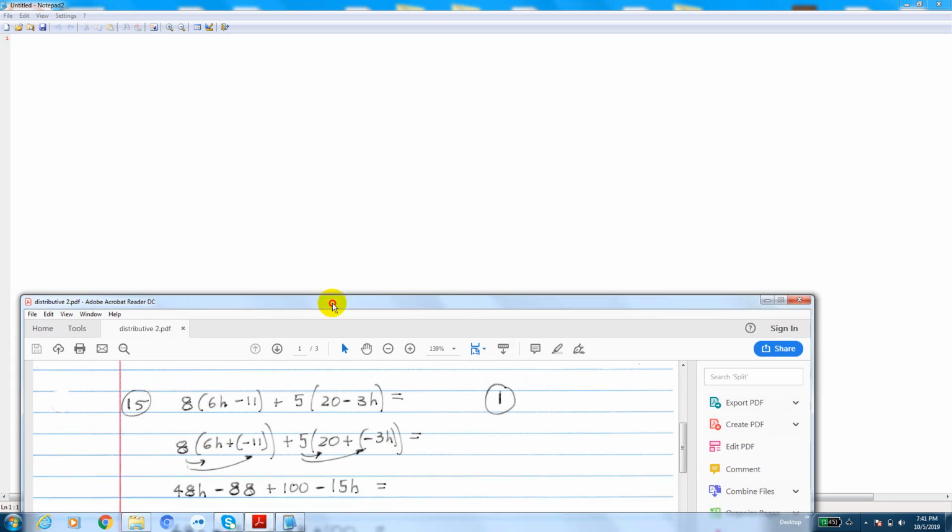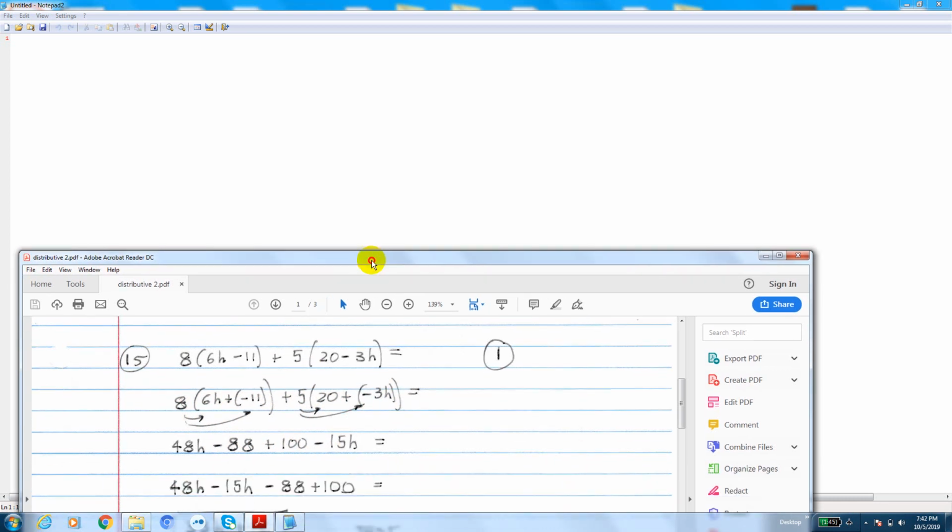So you do 8 times 6h, you get 48h. You have an 8 times a negative 11, so that's minus 88, because a positive 8 times a negative 11 makes negative 88. Now you do 5 times 20 is 100, plus sign of course, and here you have 5 times negative 3h, 5 times negative 3h is negative 15h, okay?